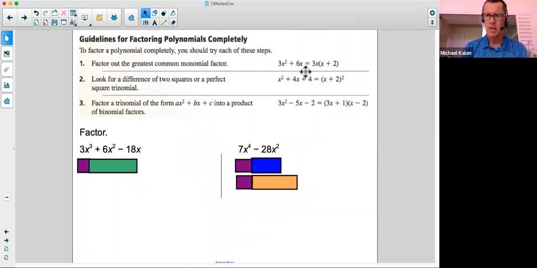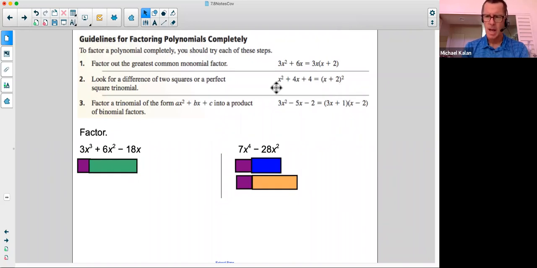Okay, so here we have 3x squared plus 6x. GCF is 3x, take it out, okay? Look for a difference of two squares if it's a binomial, or a perfect square trinomial if it's a trinomial. In this one, for example, x squared plus 4x plus 4, different problem than this one here, this is a perfect square trinomial, right? Because the square root of this term times the square root of this term, doubled, is 4x. It factors to x plus 2, quantity squared.